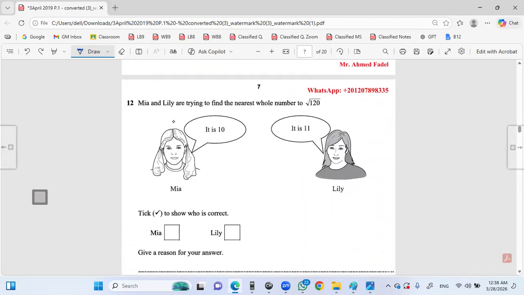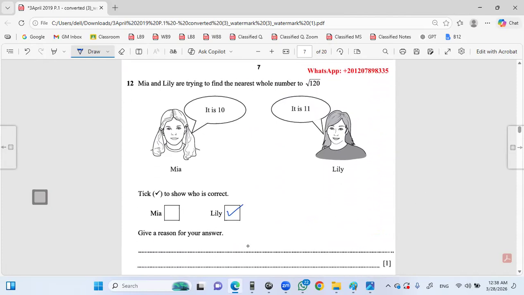Next. Mia and Lily are trying to find the nearest whole number to the square root of 120. One is saying it is 10, and the other one is saying it is 11. Tick to show who is correct. Definitely it is Lily. Why? Give a reason for your answer. Well, because 11 is equal to the square root of 121, which is closer to the square root of 120.